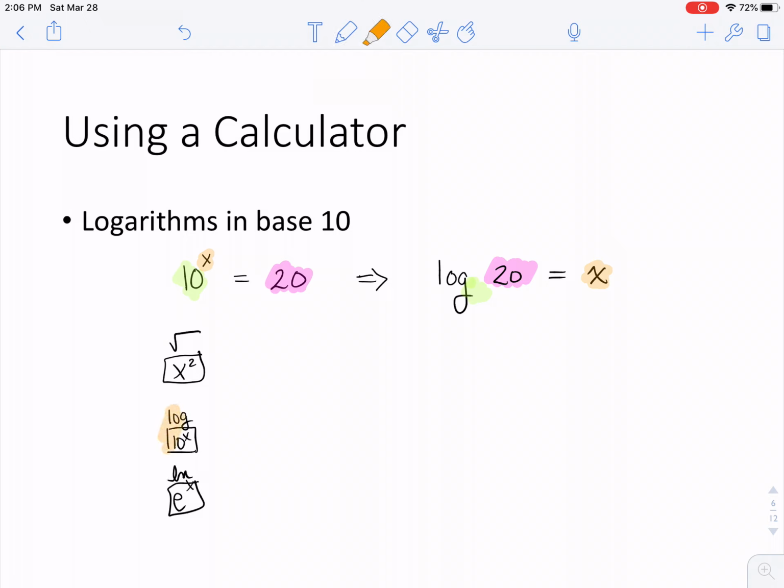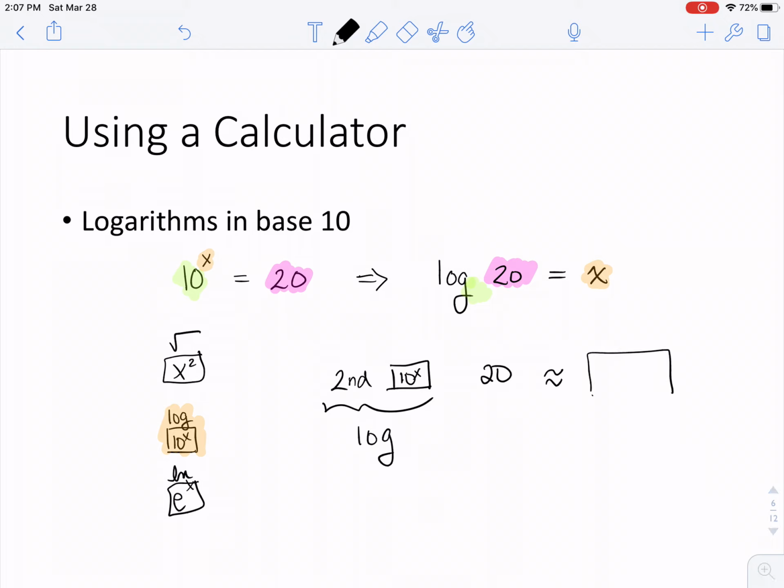So this is the one that you're going to actually use. You're going to need to use your second, and we're just going to do second 10 to the x, because that's log, okay? Second 10 to the x of 20, and you're going to calculate that and get a decimal approximation.